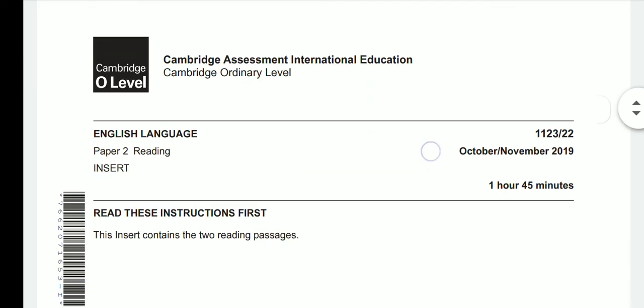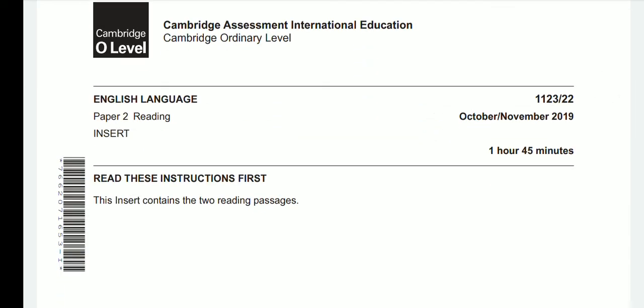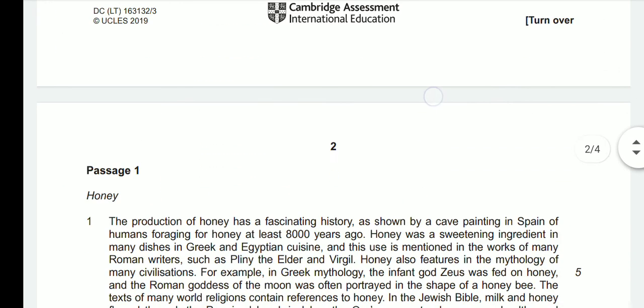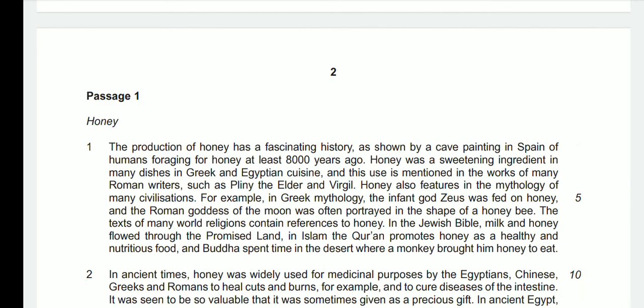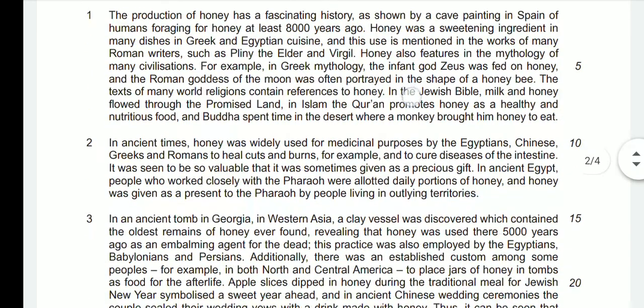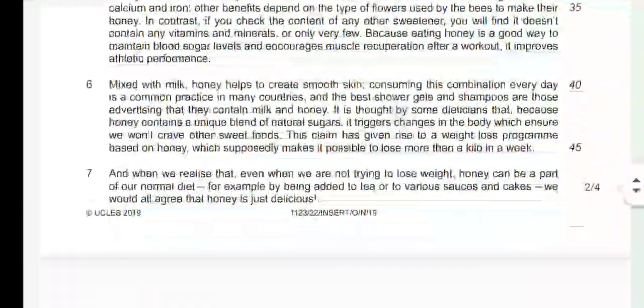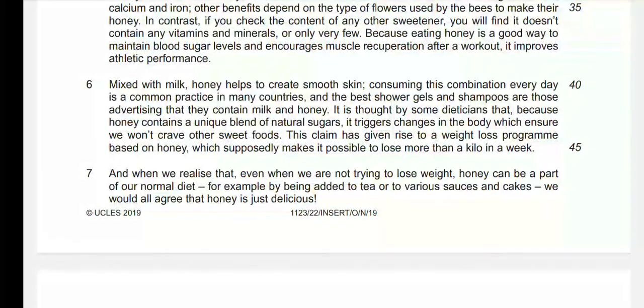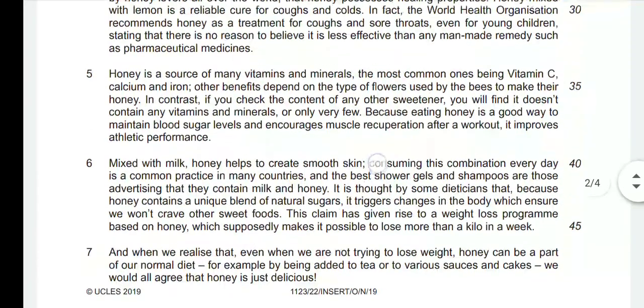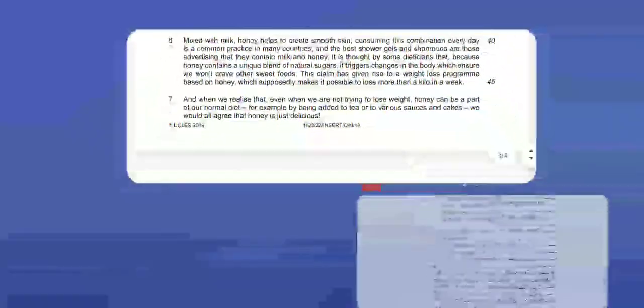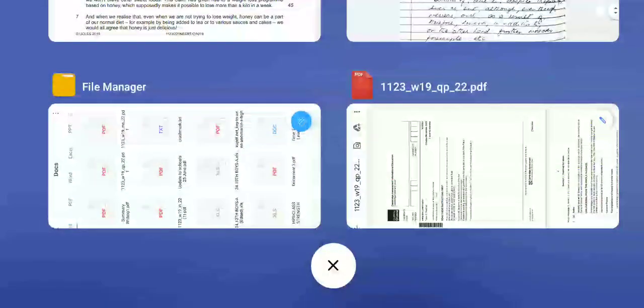This is October-November 19. This is the insert, and as you can see, it is about honey. Passage 1. We are doing passage 1. We will do passage 1 because passage 1 has a summary. Now you will write a summary keeping in mind all those marking criteria of CAIE. Go through this passage, understand it. If you have any difficult word, you can consult the dictionary, you can ask me. And after reading this passage, we have this one.